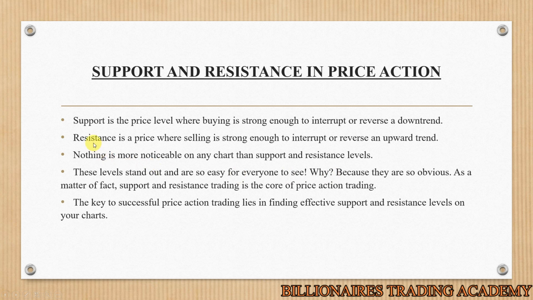Resistance, on the other hand, is a price level where selling is strong enough to interrupt or reverse an upward trend. So price is going up, but it reaches a level where it is so strong that price can't pass it and has no choice but to reverse and continue going down.